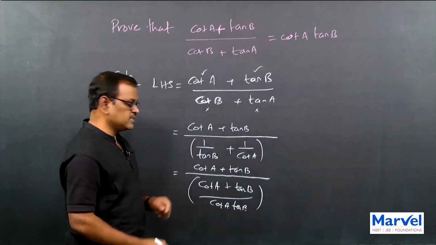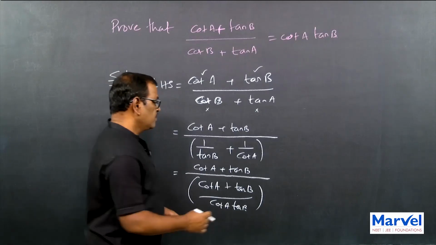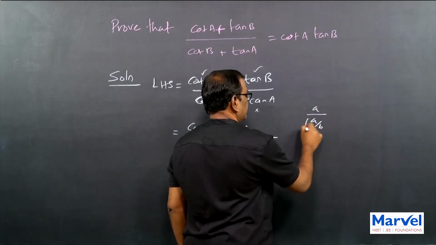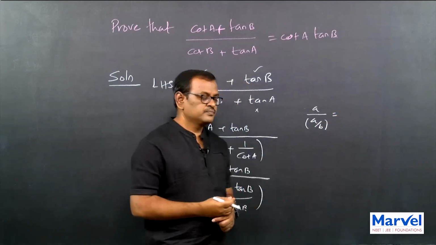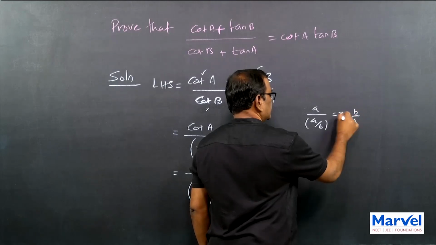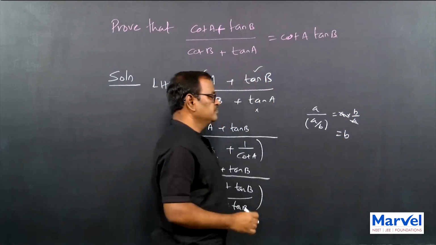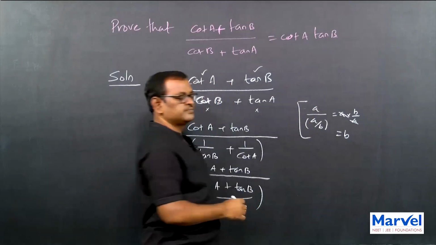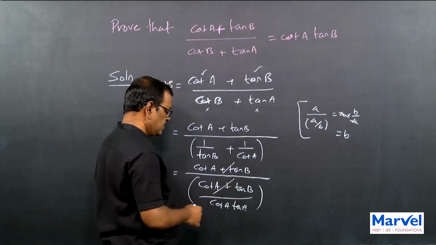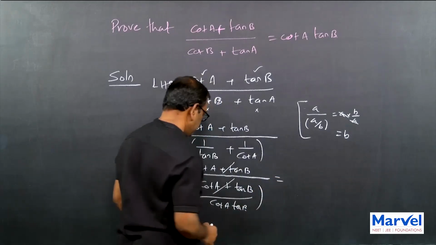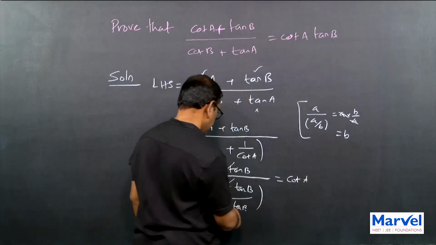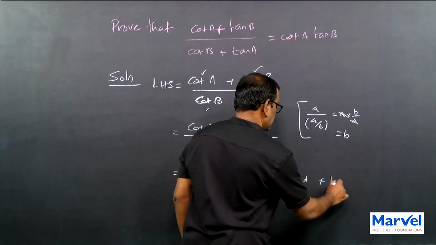Now, how to simplify this expression? Do you know what is A by B? Tell me, what is A by B? A by B is nothing but A into B by A. These 2 get cancelled, answer is B. Using this condition, we can cancel these 2. So, what is the value? This is nothing but cot A plus tan B.